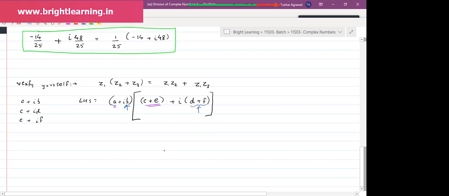Multiply them, you will get some answer. Z1 into Z3, Z1 into Z2. So that will be the RHS. That you can verify.